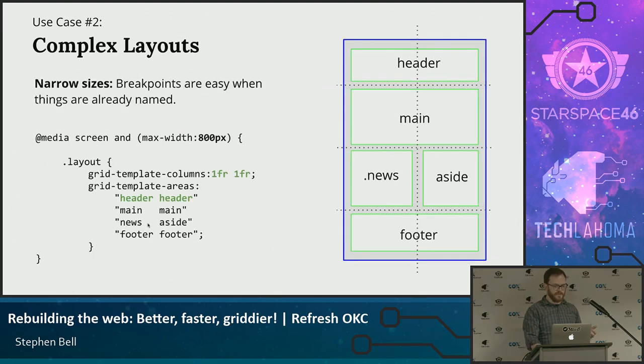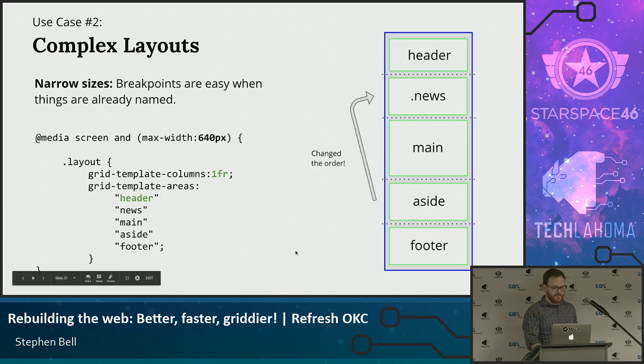And then you don't need to redefine all that stuff when I go to a smaller size. So now it's just 2 columns: header, header, main, main, news, aside, footer, footer. And then if I wanted to do a mobile version, same thing: header, news, main, aside, footer.